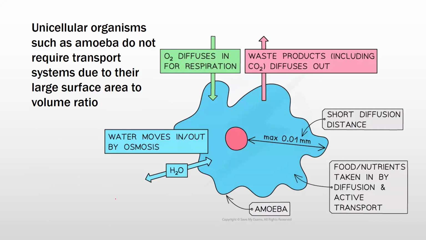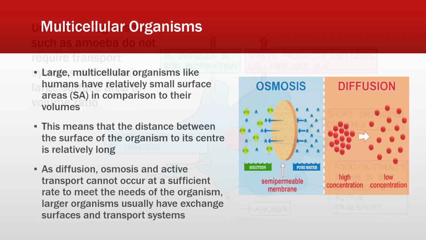Unicellular organisms don't need an efficient transport system because they are so small, such as amoeba. They don't even require transport systems due to the large surface area to volume ratio. In the same area, oxygen can come in and carbon dioxide can leave. Plus, they have such a small diffusion distance that they don't require a transport system.